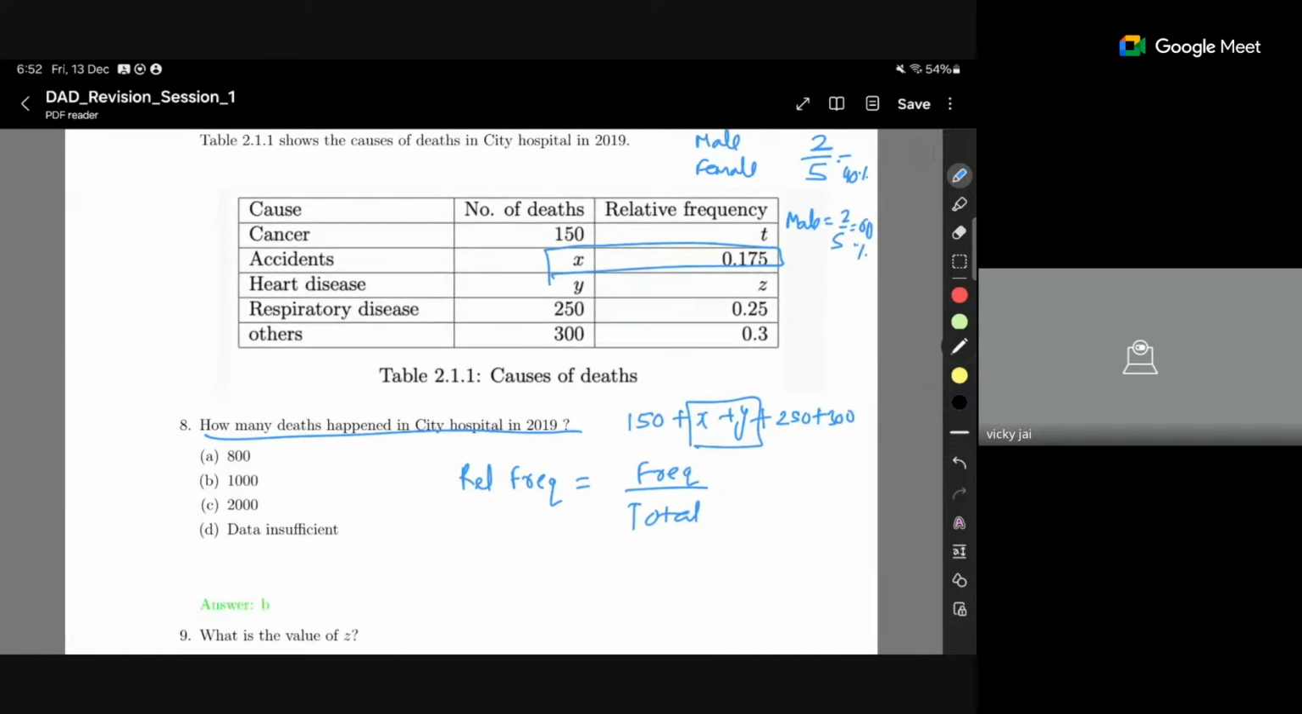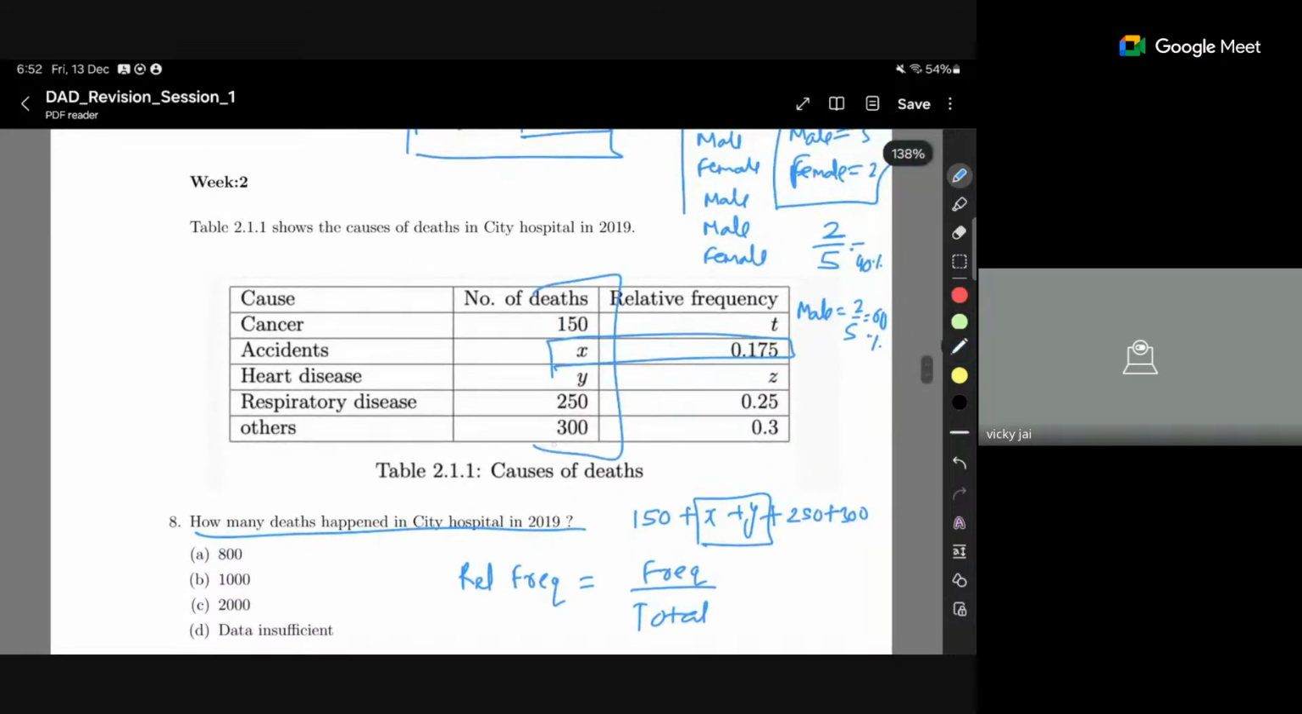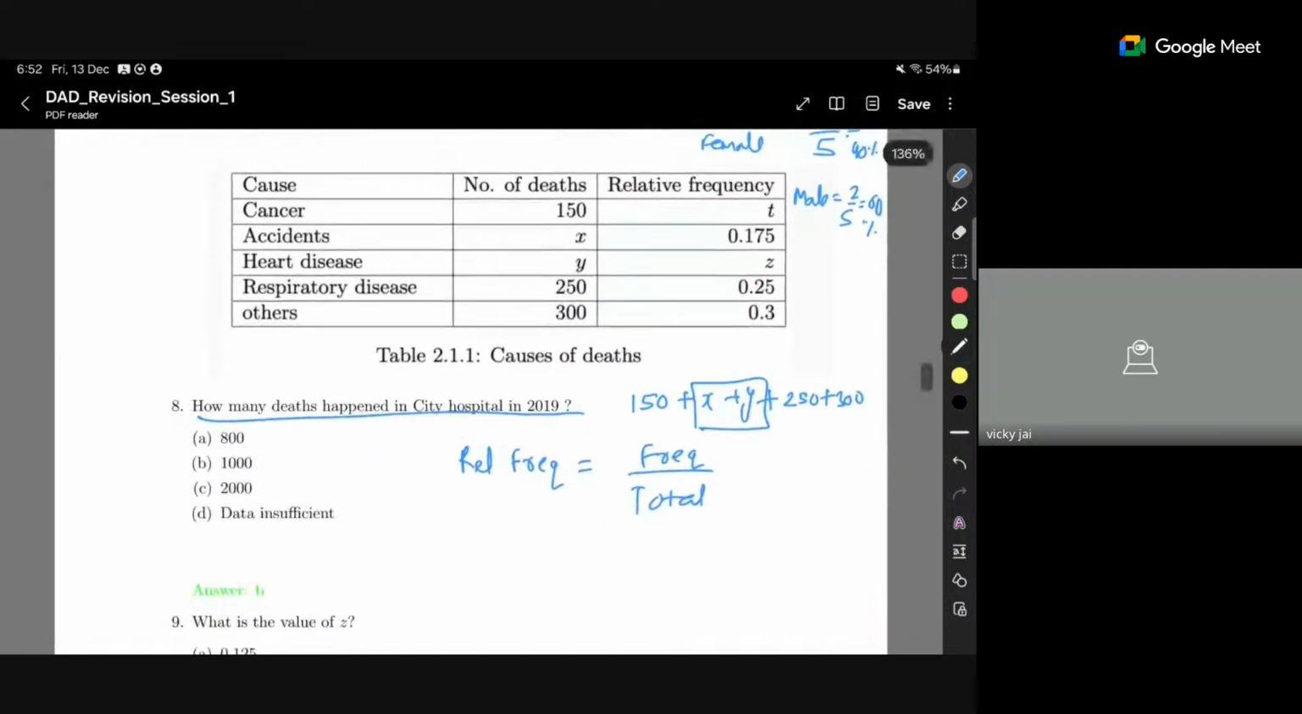So from this I can... but is the total given to me? Like, the total is not given to me, right? So I need to take something where I can find any one value of this, then I can go to the next step and find another value, right? So how will I find that value?